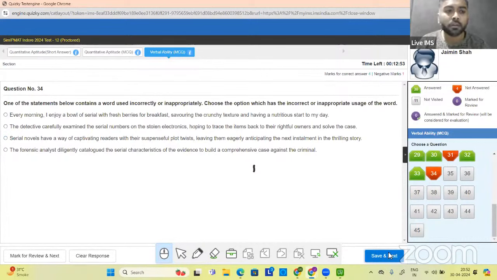Every morning I enjoy a bowl of cereal and fresh berries for breakfast, savoring the crunchy texture and having a nutritious start to my day. The detective carefully examined the serial numbers on stolen electronics, hoping to trace the items back to the rightful owner to solve the case. Which word is used here?